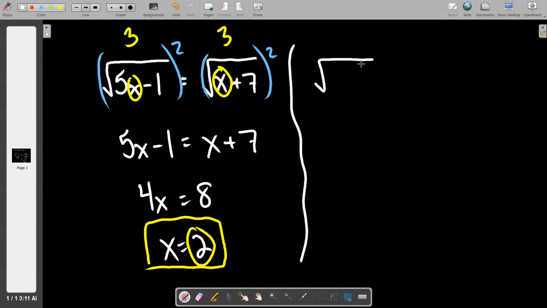I have the square root of 2x minus 4, and then after the root, plus 11 equals 7.